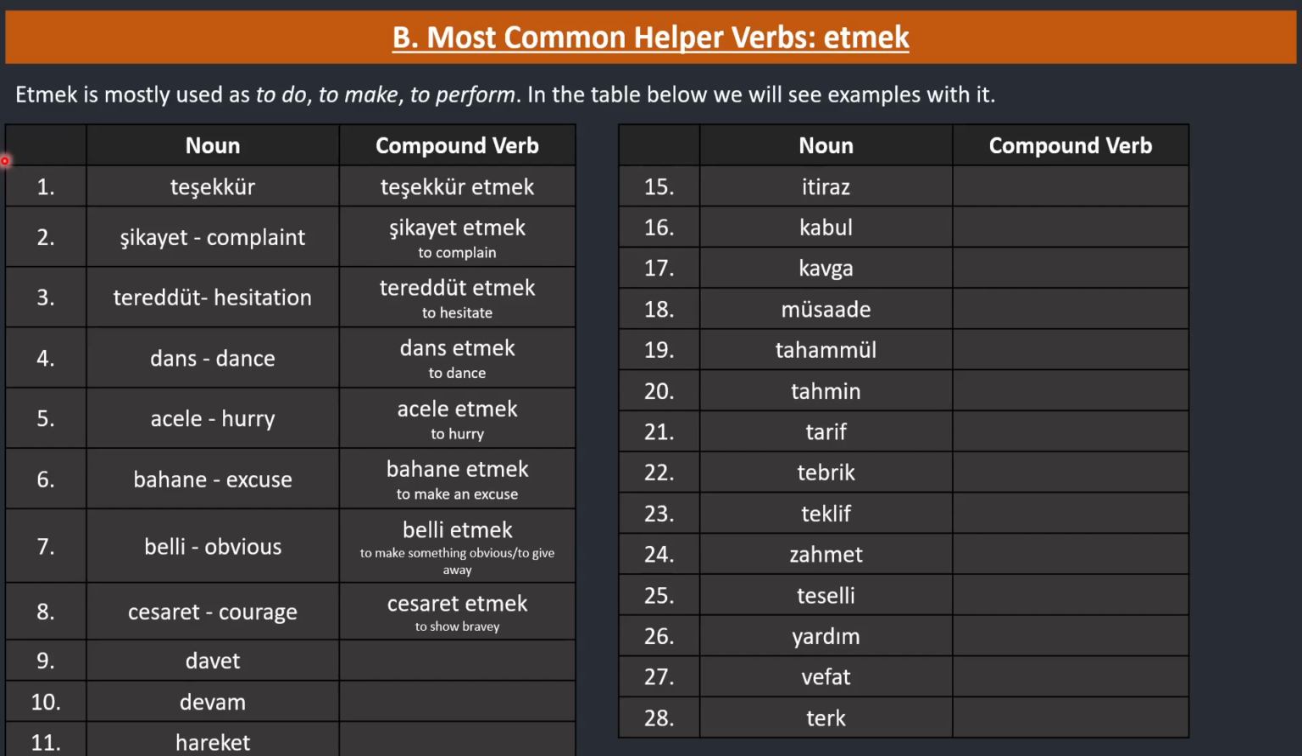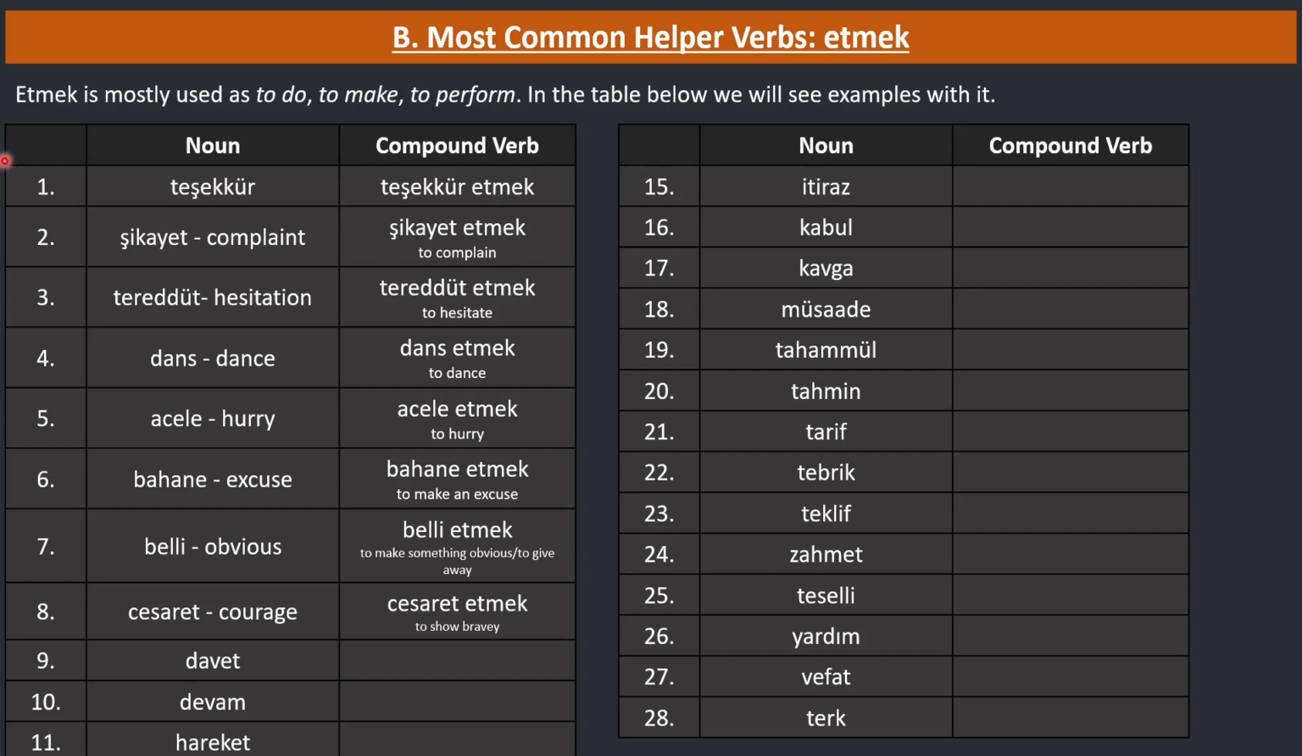If you want to encourage someone like, hey, be brave, that's a bit different. We will say cesur ol. Be brave. Cesur, brave, as an adjective, ol. So it goes to ol, not etmek. Yeah, I chickened out. That works.